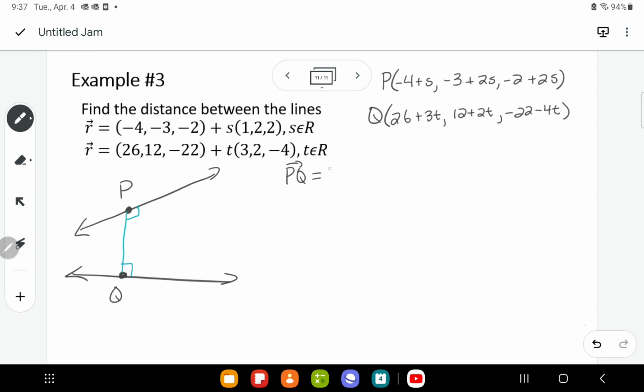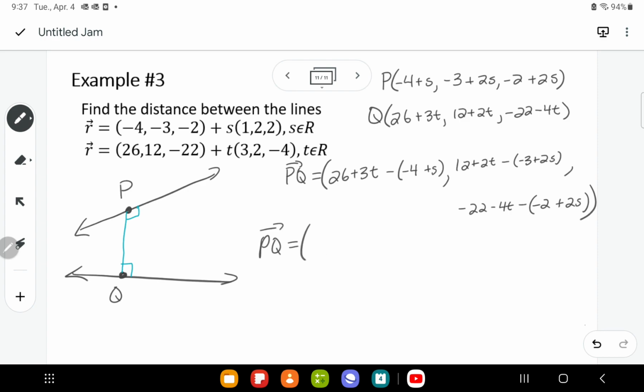This can be a little bit tricky with some double negatives, so try and pay close attention. So I've got 26 plus 3t, that's the ending x value, minus, and I'm going to show some steps here, -4 plus s. That's my x component. Then I have the y component of Q, 12 plus 2t, minus -3 plus 2s. And then I have the z component, -22 minus 4t, minus -2 plus 2s. So you have to be super careful with these double negatives. You're going to have to clean this up a little bit.